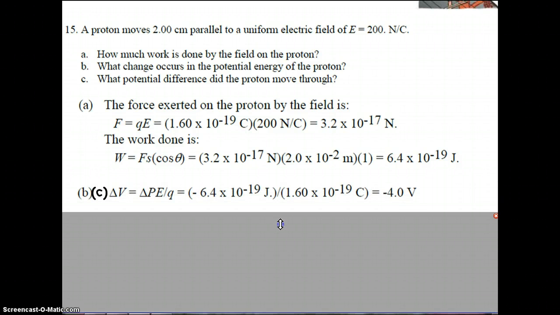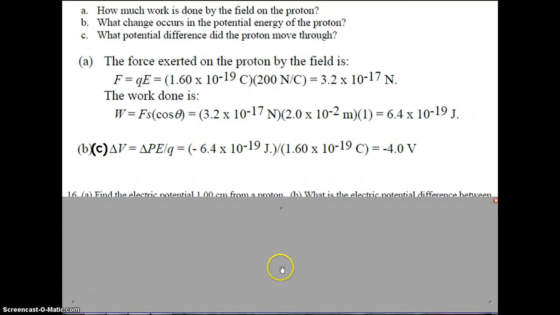Now applying that to C, delta V is going to be delta U E over Q. Delta U E, the change in electric potential energy, final minus initial, means there is a decrease in that electric potential energy, and that decrease is indicated by a negative value. So the work done caused a decrease in the electric potential energy, 6.4 times 10 to the negative 19, divided by the charge of the proton itself, and we get negative 4.0 volts of change in potential, which is also called potential difference.